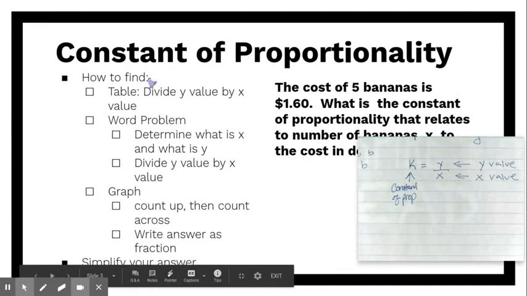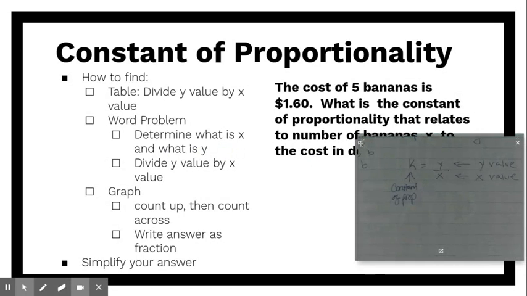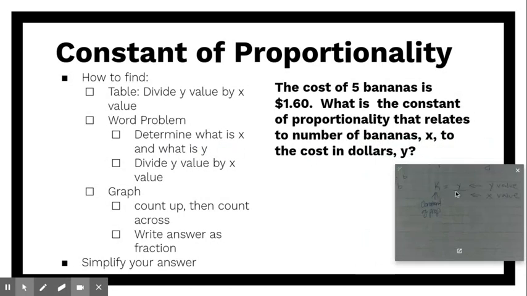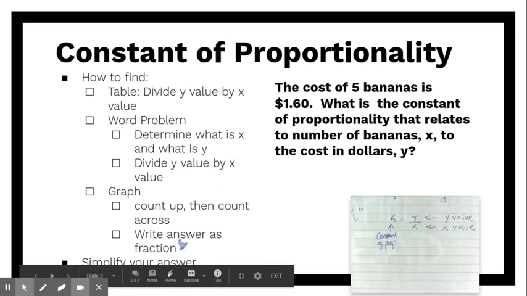Okay, so to find it in a table, you're going to divide your y value by your x value. Pretty simple, y over x. In word problems, we want to determine what is our x and what is our y, and then divide our y value by our x. Usually it's given to you what represents x and what represents y. In a graph, we want to do rise over run: count up and then count across, and then we write our answer as a fraction. And then remember to always simplify.